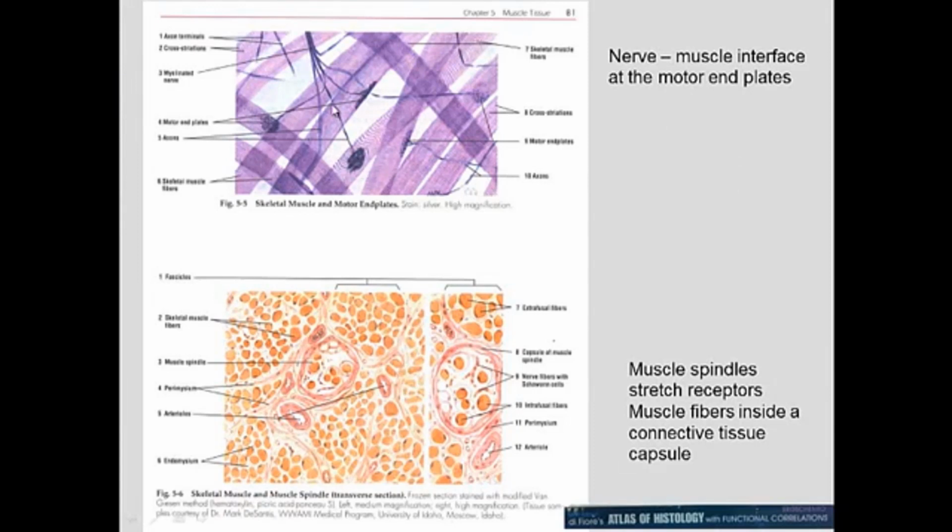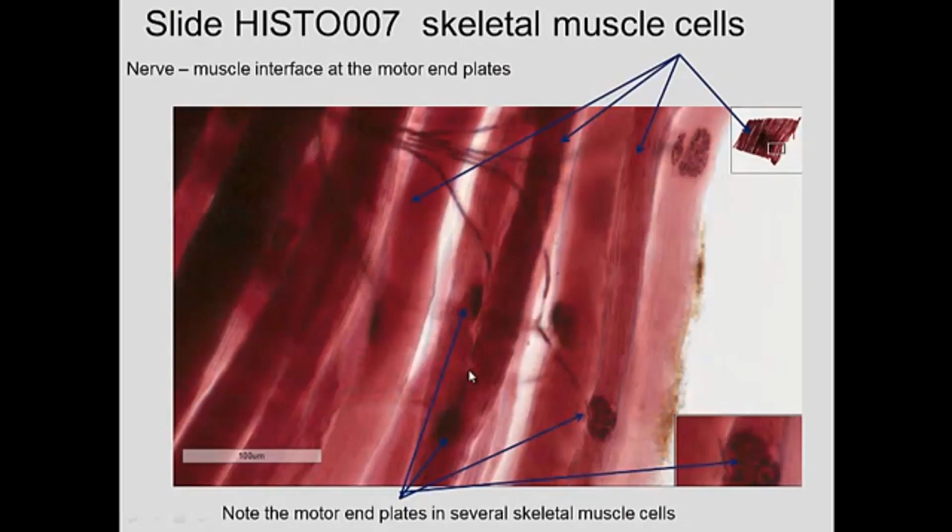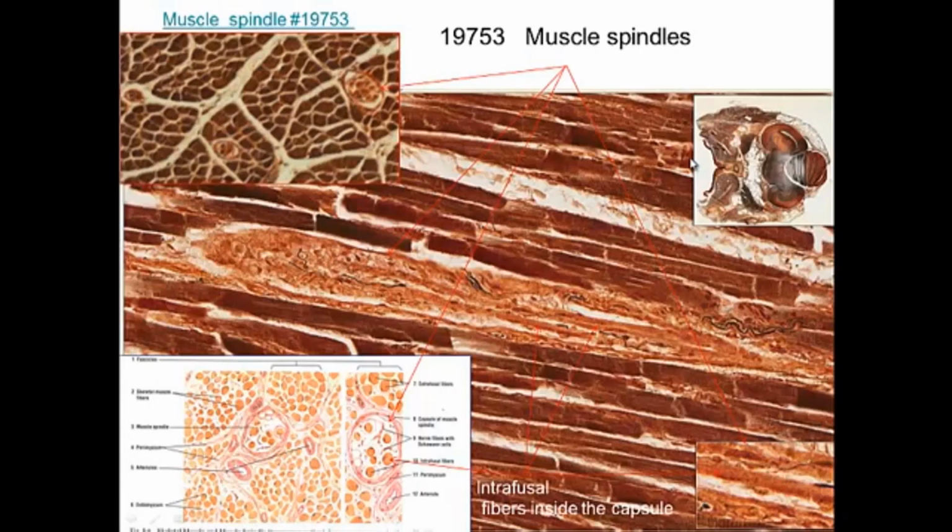So I mentioned the motor end plates, where one nerve innervates more than one. Also, there's a muscle spindle, which is a stretch receptor, and it has a connective tissue capsule, and then some of the fibers themselves are located inside. So these are muscle cell fibers that are inside the capsule. The motor end plates we saw before innervate the skeletal muscle cells, but this is a muscle spindle, and you can see this is a longitudinal view of it. This is a cross section of one, but you can see these fibers.